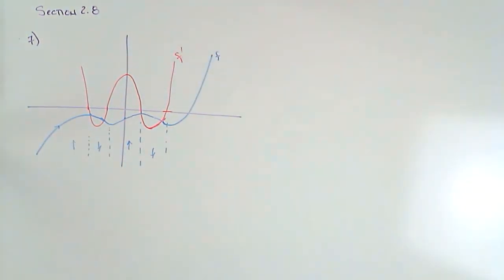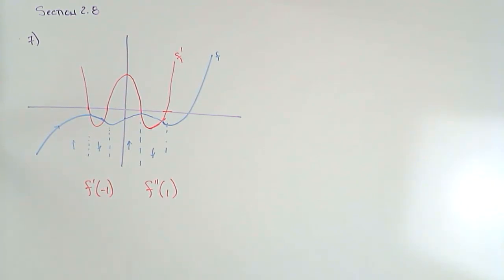Okay. Now it asks us a question. It says, which is bigger? F prime of -1 or F double prime of +1. So we're being asked here to analyze the slopes, right? This is the slope of f at -1. That's what f prime is. It's the slope of f at -1.